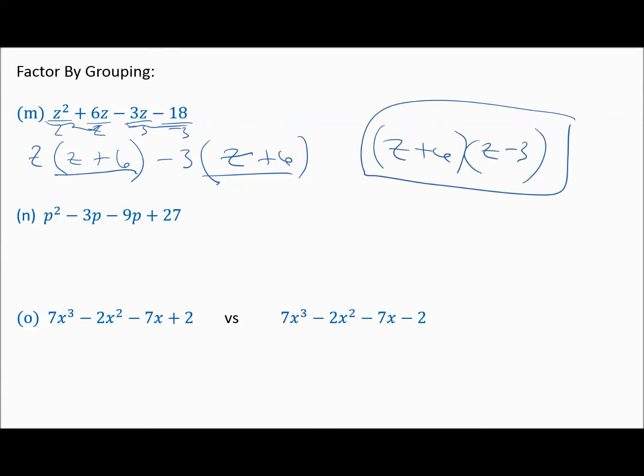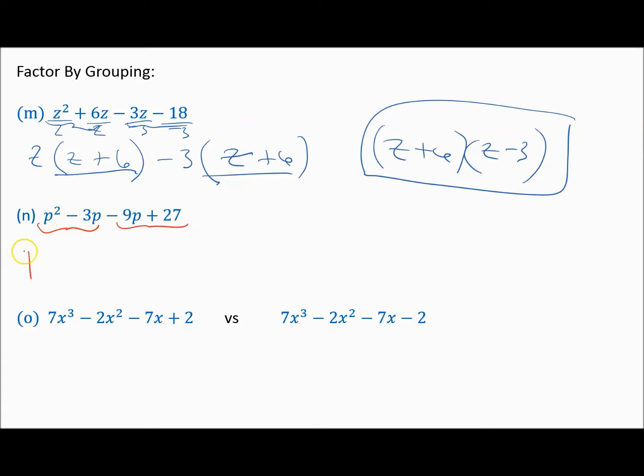Let's try another one. Okay, now I'm looking at all 4 terms. Is there anything in common to all 4 terms? And there's not. I know you're thinking, well, all these have a p, and they do, but not the 27, so no greatest common factor. So anytime I see 4 terms, I try factor by grouping. It may or may not work.